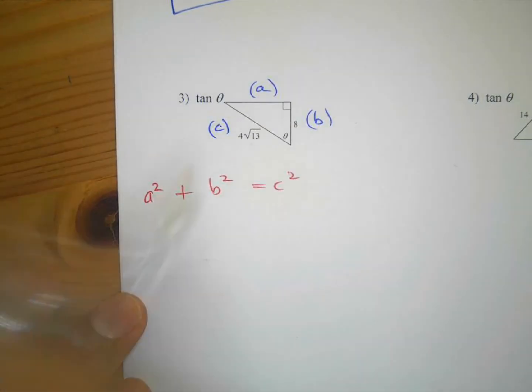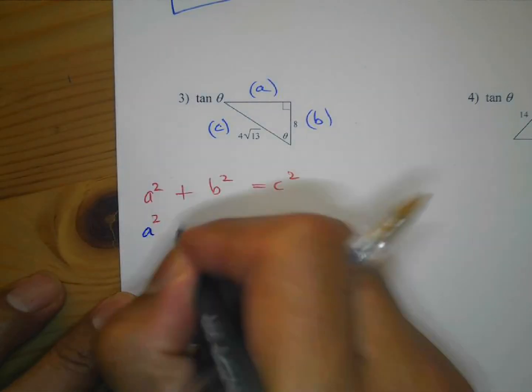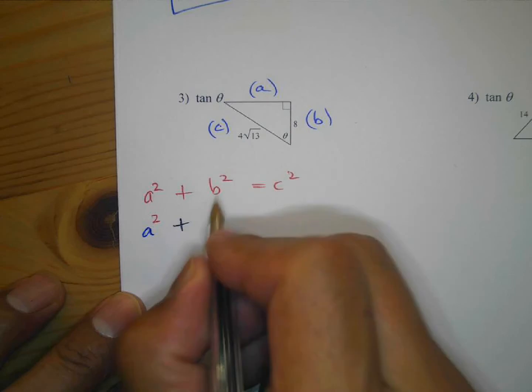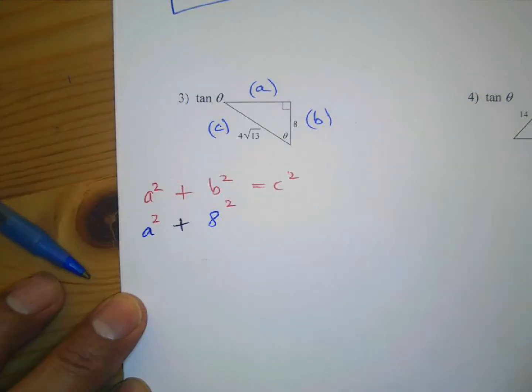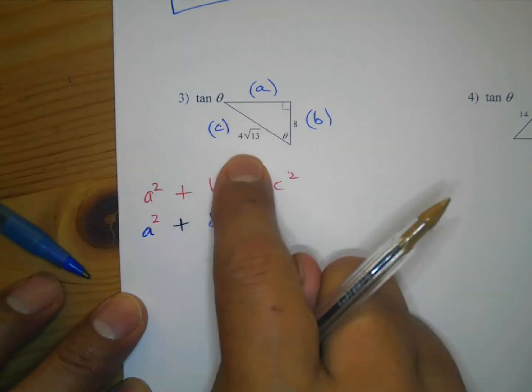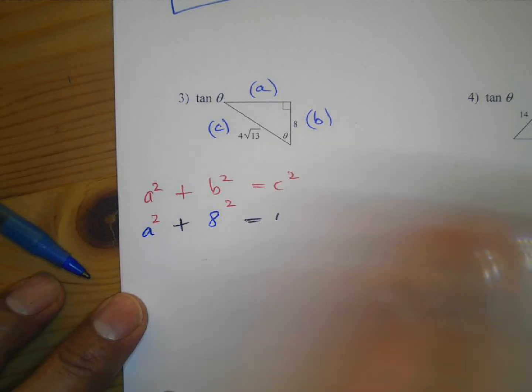Okay, so that's going to be A squared plus B, which is what, 8? 8 squared equals what? C, which is 4 root 13.